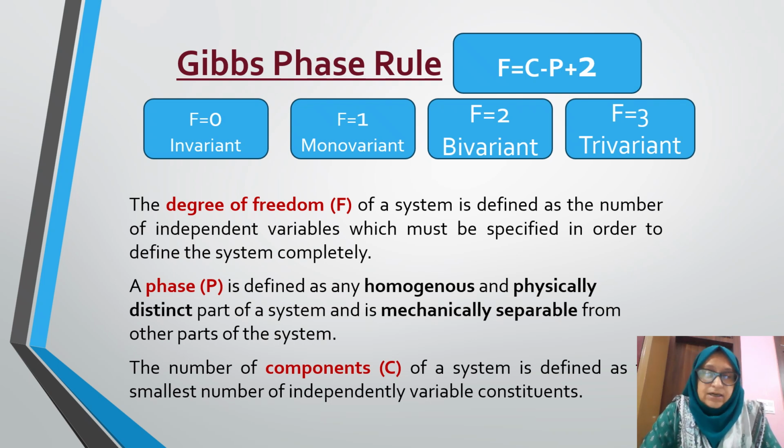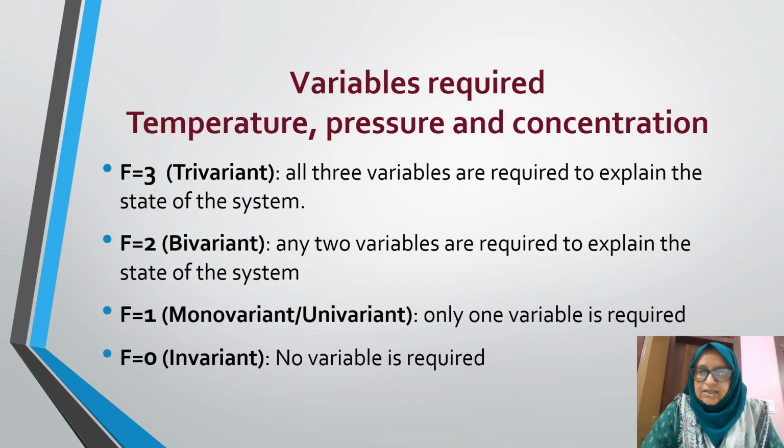Now moving on to the third parameter in this Gibbs phase rule, that is the degrees of freedom. The degree of freedom is defined as something by which we can explain the state of a system. For any particular system, we have 3 degrees of freedom, and they are temperature, pressure and concentration. These 3 variables are required for a particular system to explain its state. Now again, I am going to the first slide.